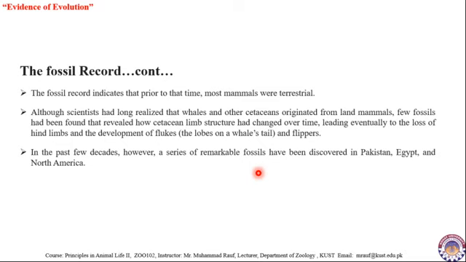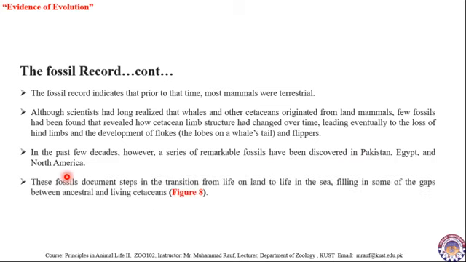In the past few decades, however, a series of remarkable fossils have been discovered in Pakistan, Egypt, and North America. These fossils document steps in the transition from life on land to life in sea, filling in some of the gaps between ancestral and living cetaceans.